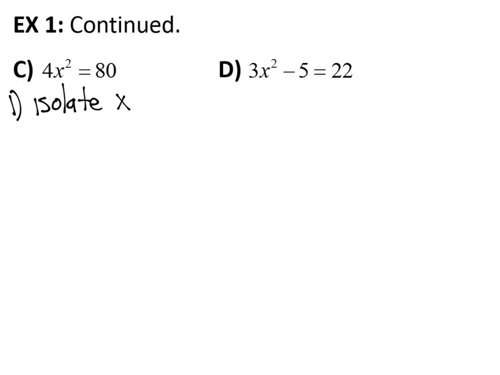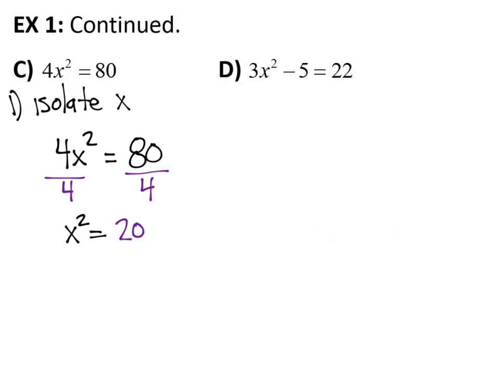It is actually division. So isolating this variable, I go through here and I say, okay, I have 4 times x squared, I need to divide by 4. Whatever I do to one side of the equal sign, I need to do to the other side of the equal sign. So that gives me now x squared equals 20. These two are equivalent equations.